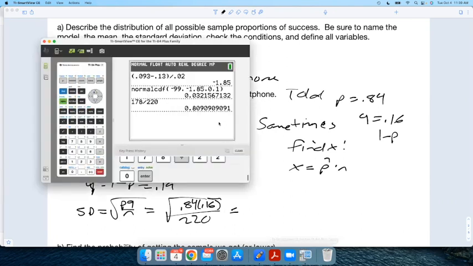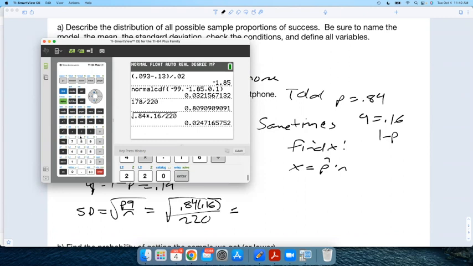All right, so let's do that in our calculator here. 0.84 times 0.16 divided by 220. Check that on your own calculator. Make sure you get the same thing. I'm going to call that 0.025.